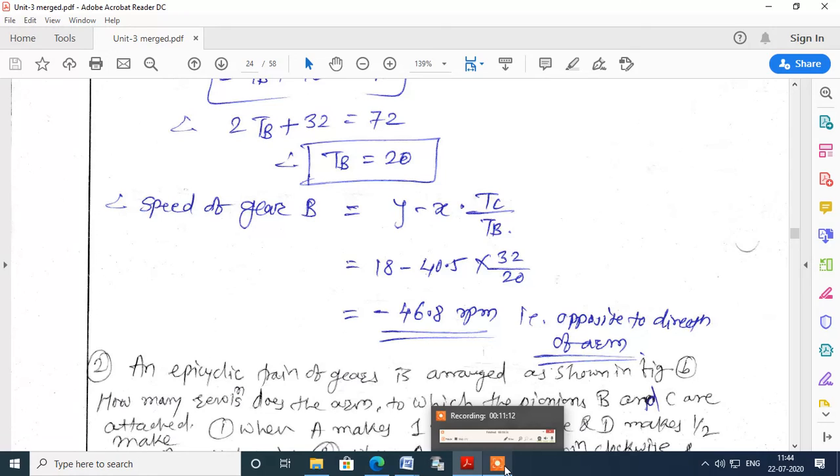So this way we have to solve the problem. Understood students? Very interesting problem. There are chances such a type of problem will come in the exam. Next problem we will see in the next class.